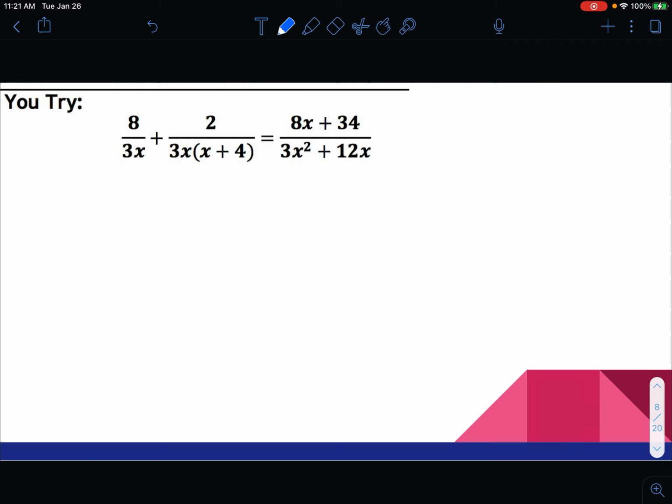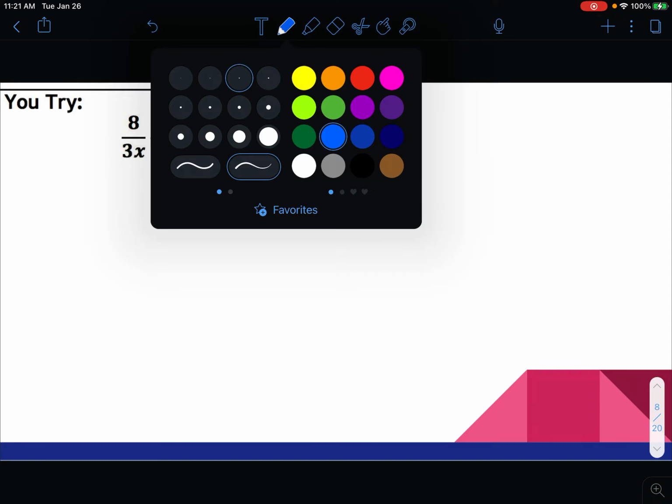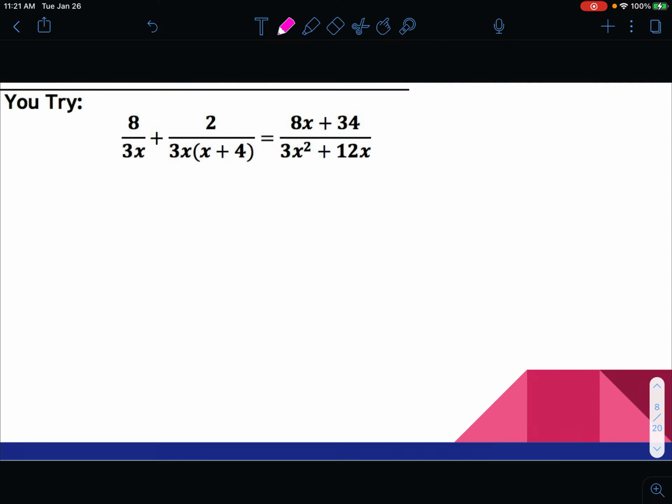Okay, so this is a you try, and I would definitely recommend you pause me and go ahead and try to do this problem. I'm going to keep going, so if you've already tried it, that's great. So for this one, I notice we have a 3x, and an x minus 4. Again, keeping our eye on the prize, this is what we want it to look like. We want it to look like a single fraction. And right now on the left side, I have two fractions. So what I'd like to do is combine them.